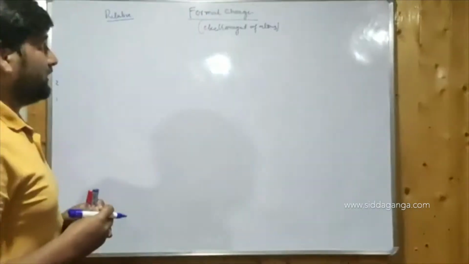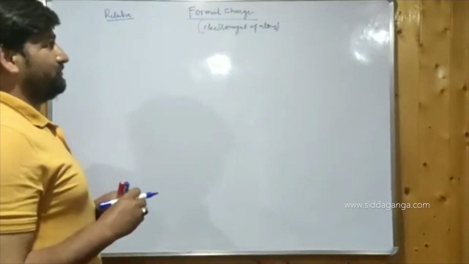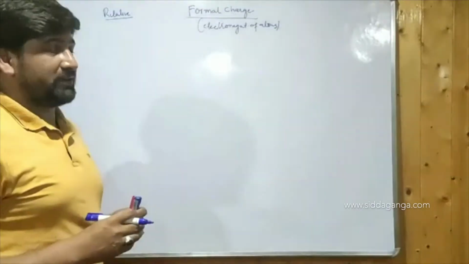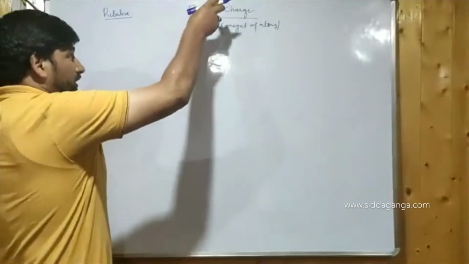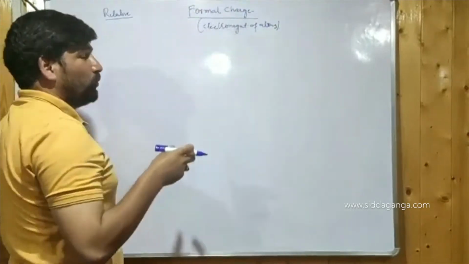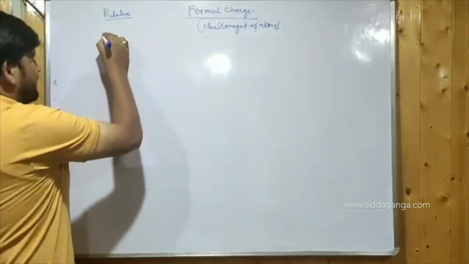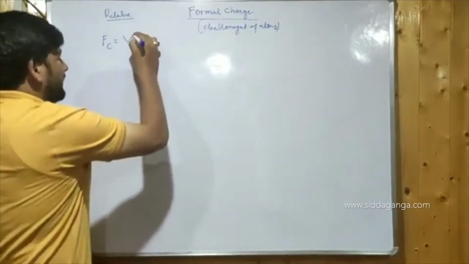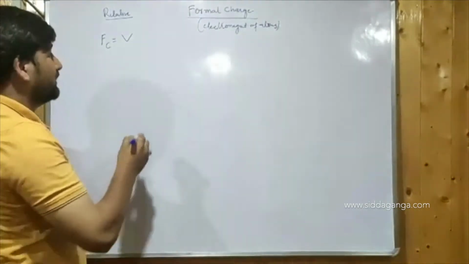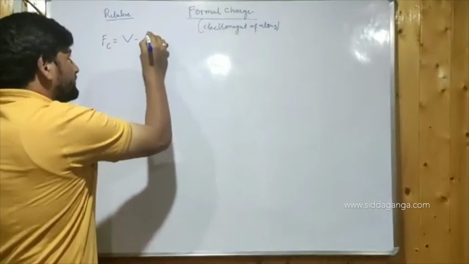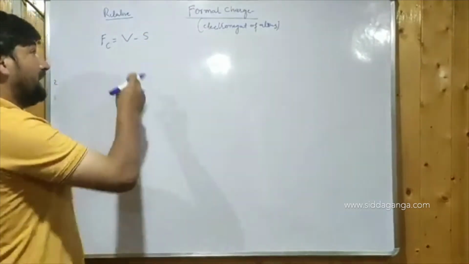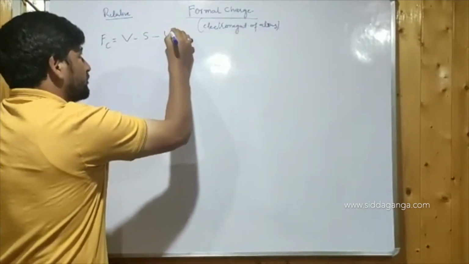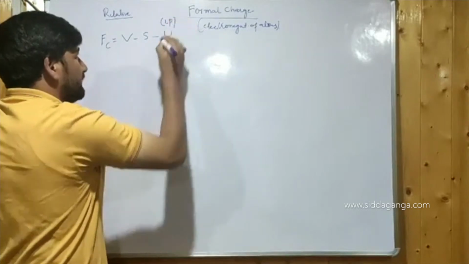So what exactly is formal charge of an atom in any molecule equal to, and how can we calculate formal charge of different atoms in molecules respectively? If you want to find out formal charge, what exactly is it? Formal charge of any atom equals the number of valence electrons in that particular atom, minus the number of shared electrons by that atom out of the valence electrons, minus the number of unshared electrons, which in simple language is also called lone pair of electrons.